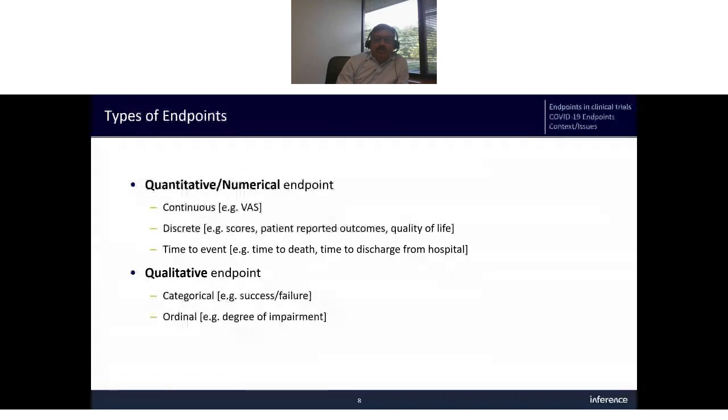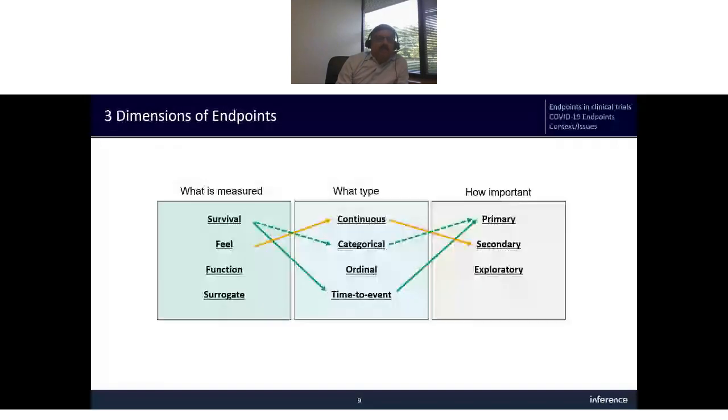for example, sometimes in COVID trials, I'll talk more about ordinal endpoints there. It could be, we know that death is worse than ventilation, ventilation is worse than hospitalization, hospitalization is worse than no hospitalization. So there is a natural order there as well.